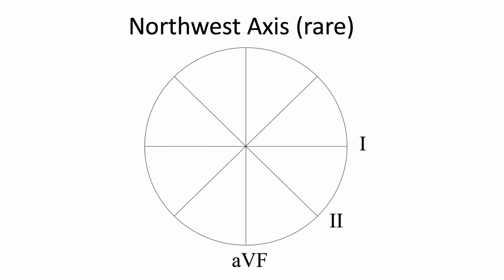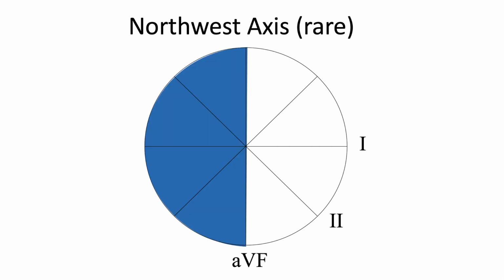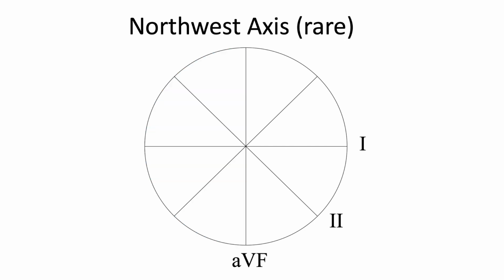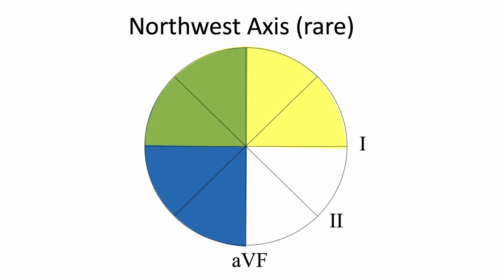But in order to do this, we're going to look at lead 1 first. Lead 1 is going to be negative, and then also AVF is going to be negative. So that colored in area is going to be our northwest axis.